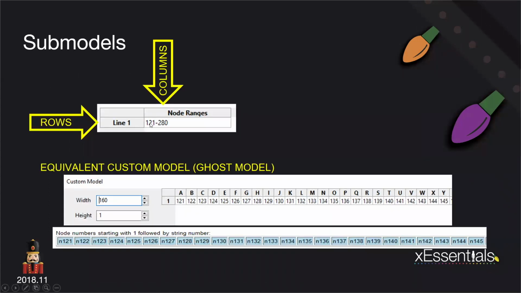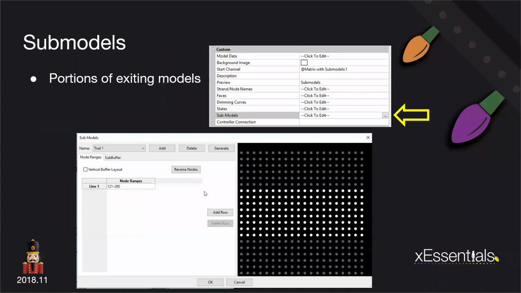If I create a submodel and I say I want it to go from nodes 121 to 280, that covers all my nodes. All those white lines would light up just fine, like I showed back here. These would all be lit. It looks like it's great.